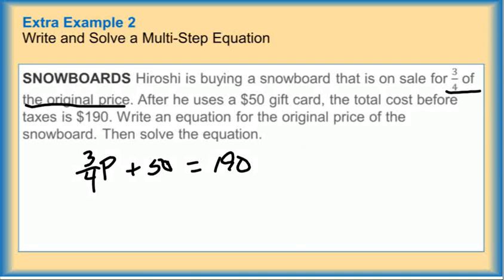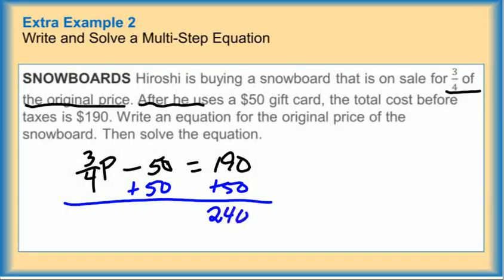Now let me go back to our original question. When it says after he uses it, the total cost is 190. So that means I have to take away $50 because I used $50 on it, and then the final cost is 190. So keep that in mind. If it said before he uses $50, then I would add the $50. But because it says after, I need to subtract that. Now I just solve for P by adding 50 to both sides. And I'm left with 240 equaling 3/4 P.